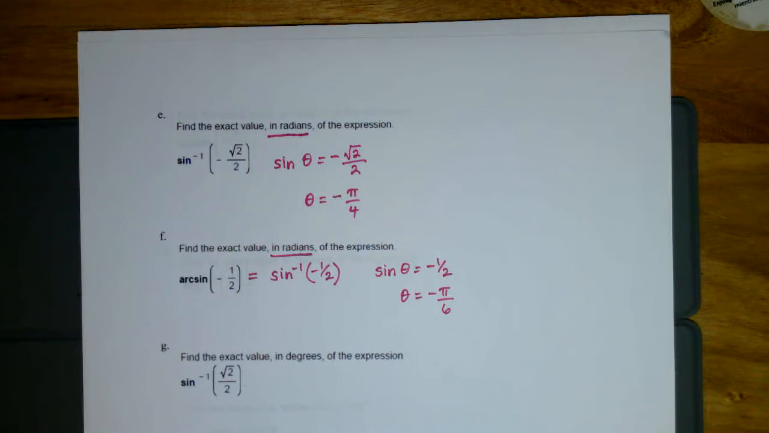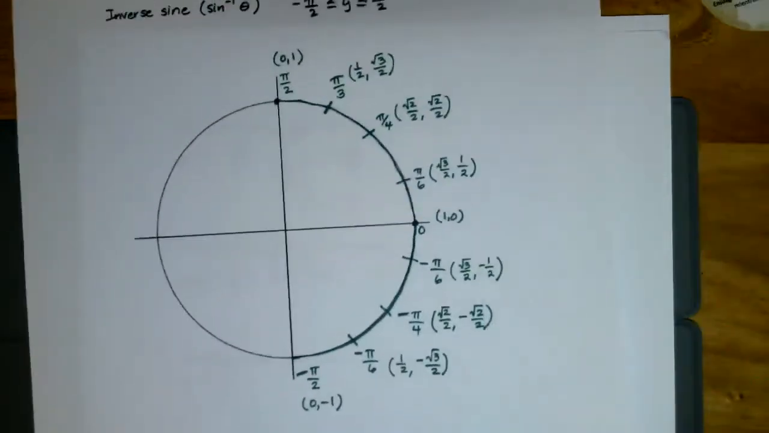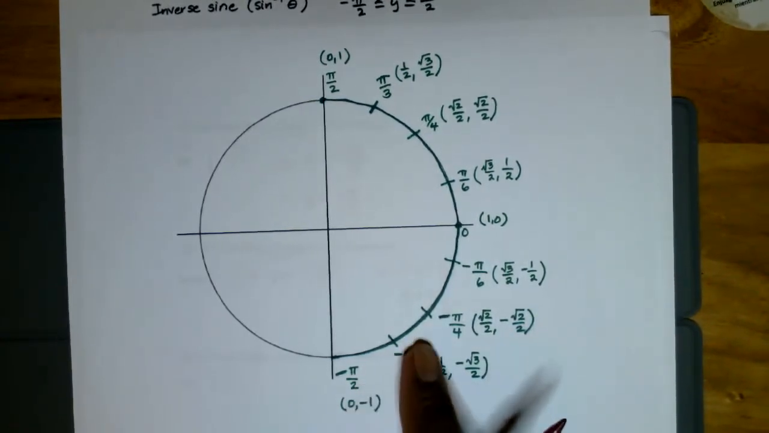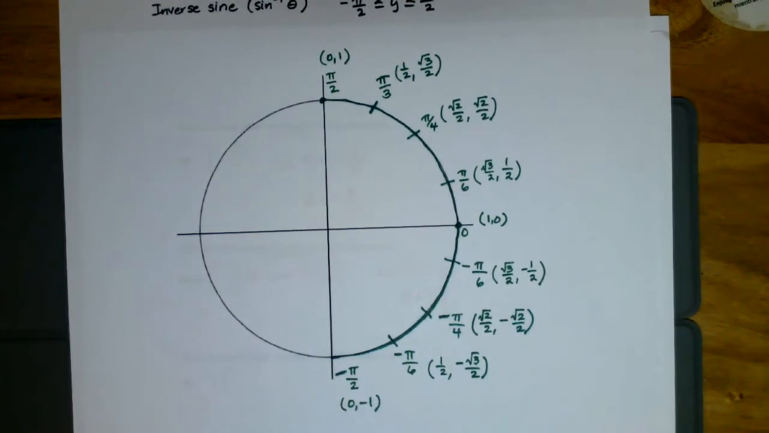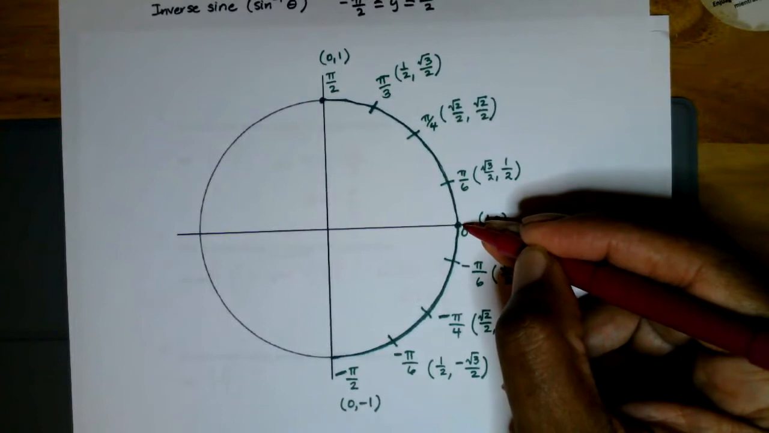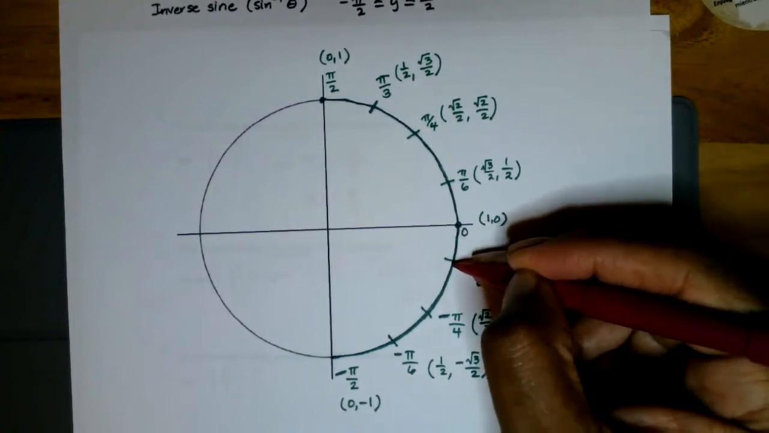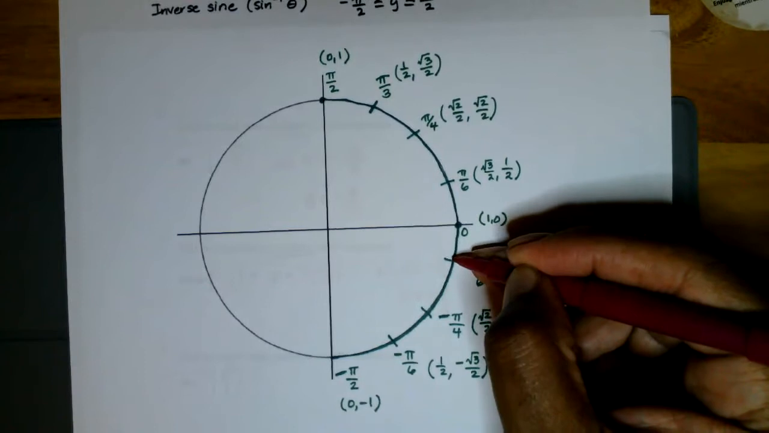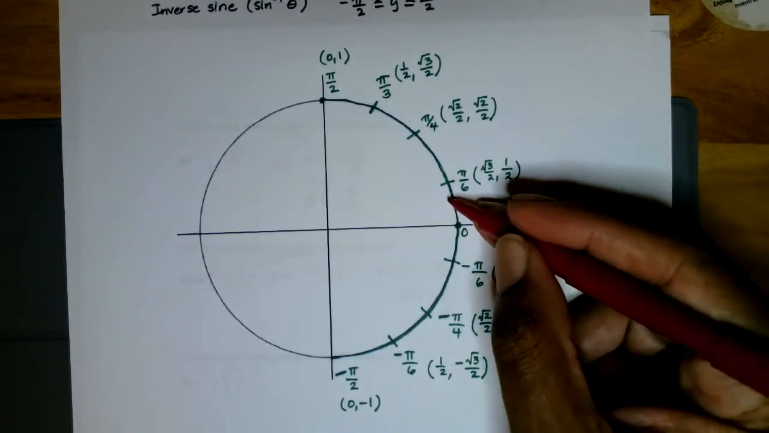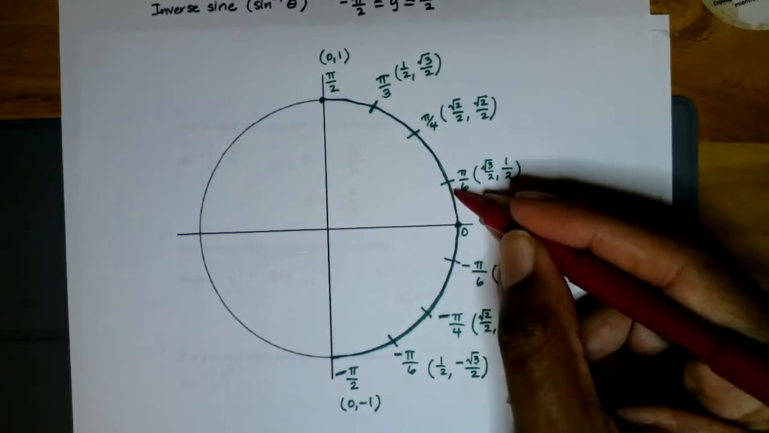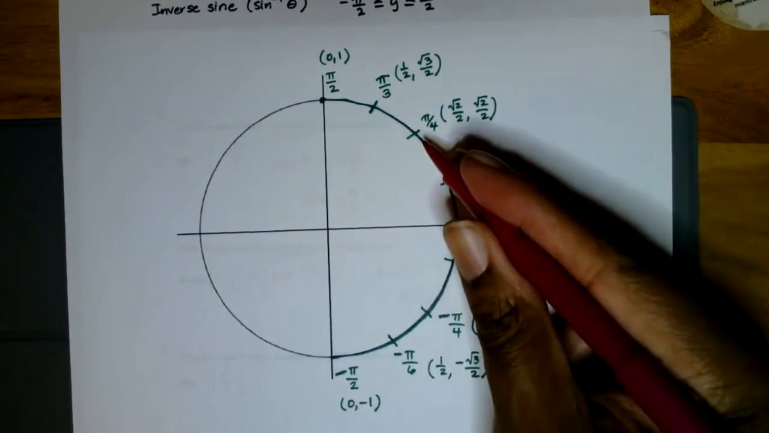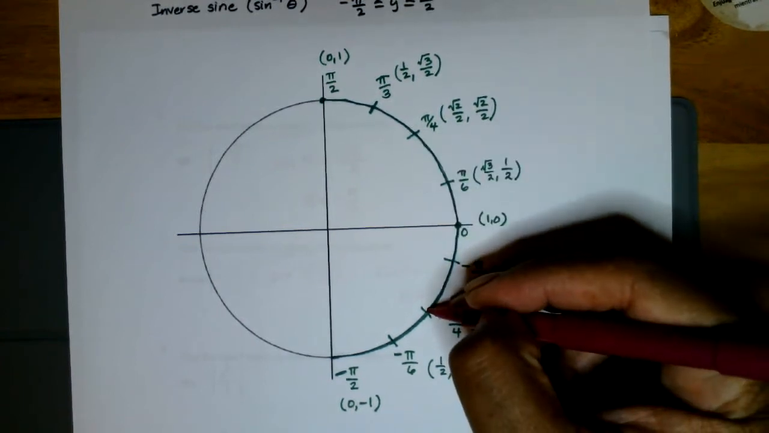Okay. And you're probably thinking, where am I getting negative pi 6, negative pi 4, and negative pi over 2? Well, here's 0 right here, and that's pi over 6. If I go in this clockwise direction, it's going to be negative. So this angle will have to be negative pi over 6. And of course, if you look here, these are opposites. Pi 6, negative pi 6. Then the next one, pi 4, negative pi 4.